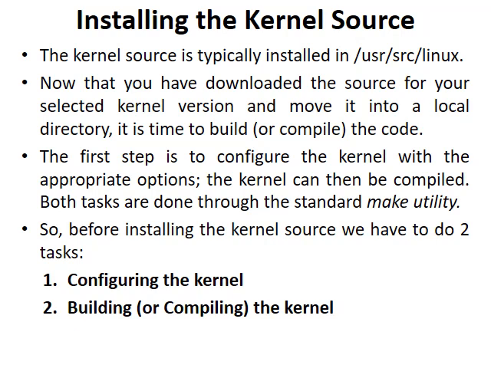As we have already downloaded the particular tarball and uncompressed it, further you have to follow the given steps for installing the kernel source. The first step is to configure the kernel with the appropriate options. The kernel can be compiled. Both tasks are done through the standard make utility. After configuring the kernel, the second step is building or compiling the kernel.